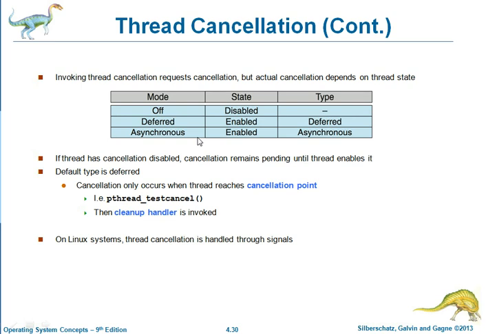This becomes especially troublesome with asynchronous cancellation. Often, the operating system will reclaim system resources from a cancelled thread but will not reclaim all resources. Therefore, canceling a thread asynchronously may not free all necessary system-wide resources. With deferred cancellation, in contrast, one thread indicates that a target thread is to be cancelled, but cancellation occurs only after the target thread has checked a flag to determine whether or not it should be cancelled. The thread can perform this check at a point at which it can be cancelled safely.